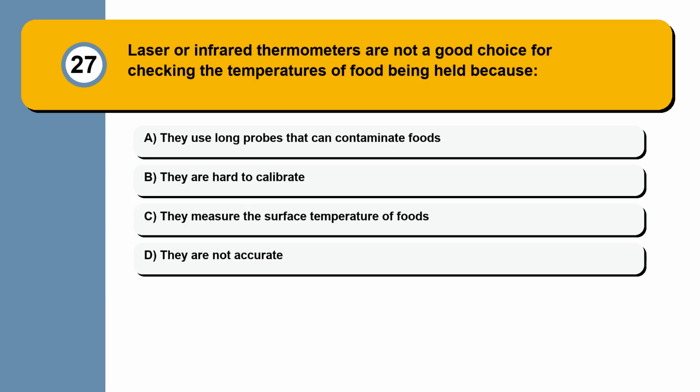Question 27. Laser or infrared thermometers are not a good choice for checking the temperatures of food being held because they use long probes that can contaminate foods. They are hard to calibrate. They measure the surface temperature of foods. They are not accurate.